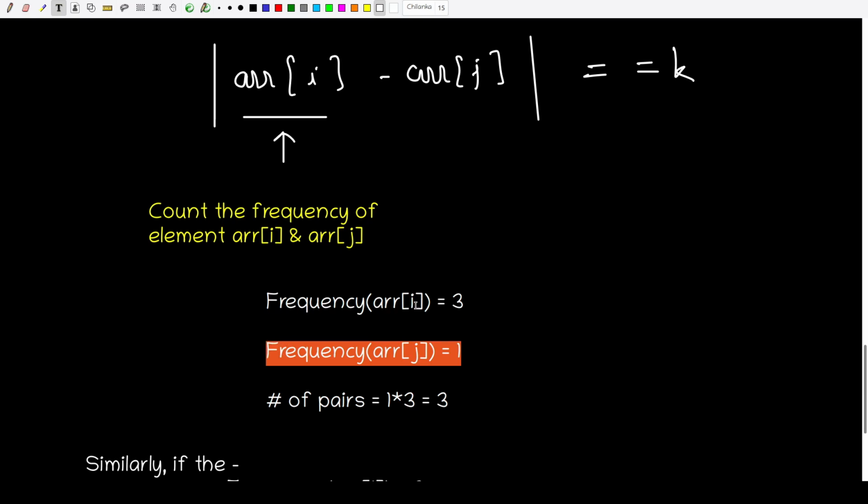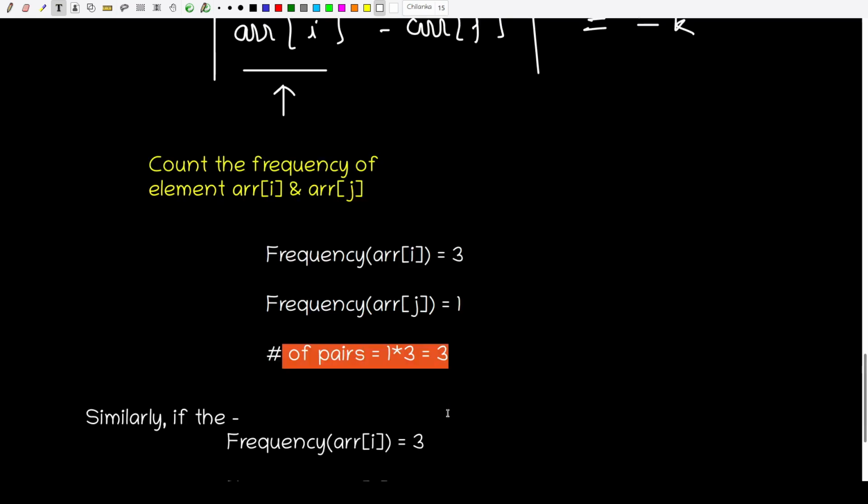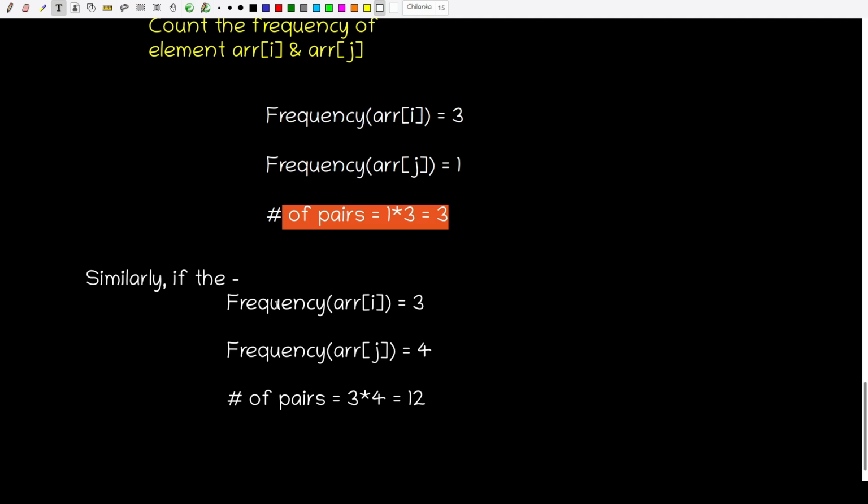If the frequency of arr[i] is 3 and the frequency of arr[j] is 1, then the number of pairs will be given by the product of the frequencies of the ith and jth elements. In this case, this is 1 into 3, which is equal to 3. Similarly, if the frequencies of the ith and jth elements are 3 and 4, then the number of pairs will be given by 3 into 4, which is equal to 12. So folks, this is the first case.